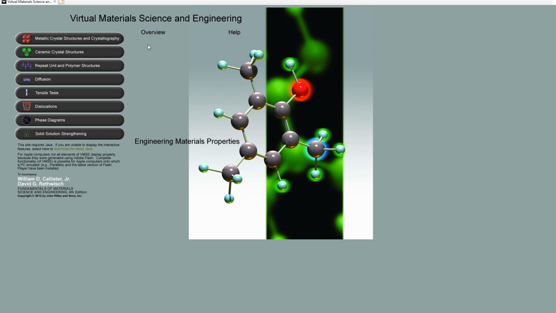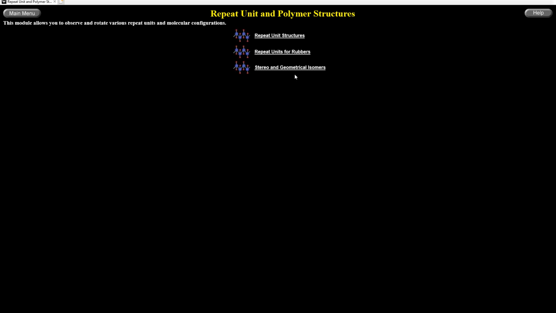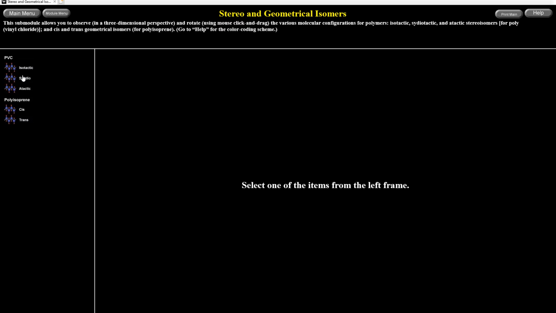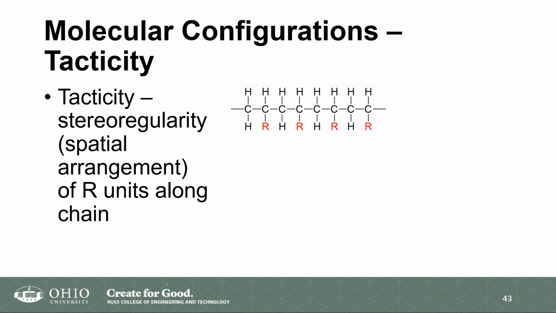All right, so if we're to navigate to this website, which the link is provided here, and I can give you guys that when we talk again in class, you'll go to your repeat unit and polymer structures, and we'll go to stereo and geometrical isomers. All right, so the one we're going to deal with here are the different kinds of stereoisomers. So first things first.